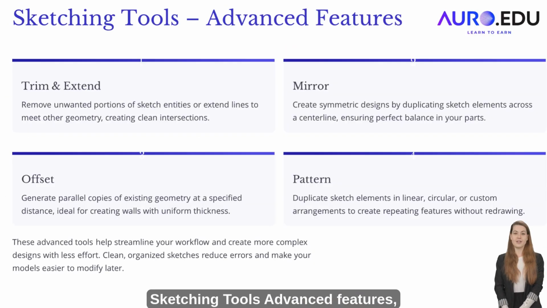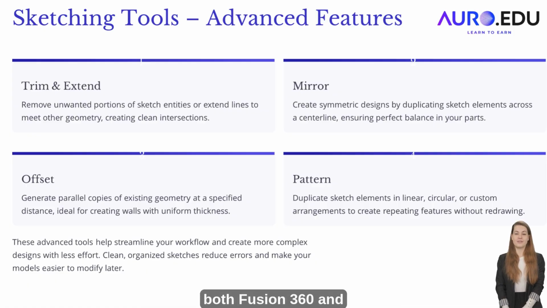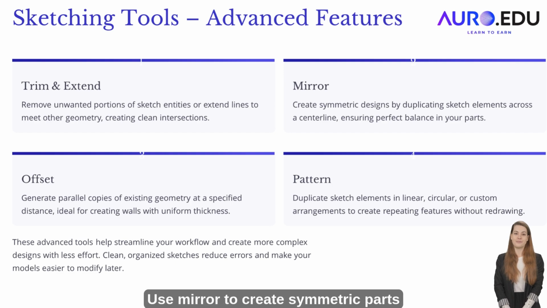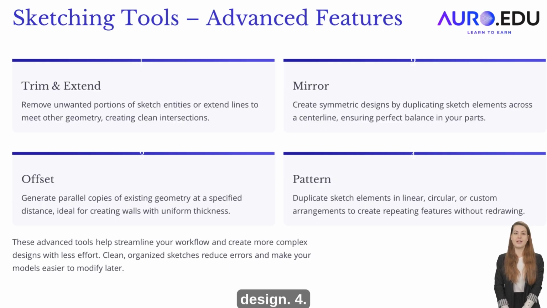3. Sketching tools. Advanced features. Both Fusion 360 and SolidWorks provide tools like trim, offset, mirror, and pattern. These help in editing and repeating sketch elements easily. You can also use constraints while sketching to control relationships between lines or shapes. Use mirror to create symmetric parts and offset to maintain uniform spacing. Clean, organized sketches reduce errors later in the design.